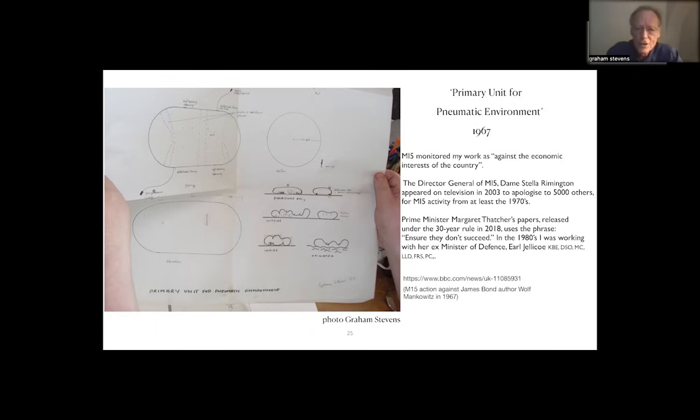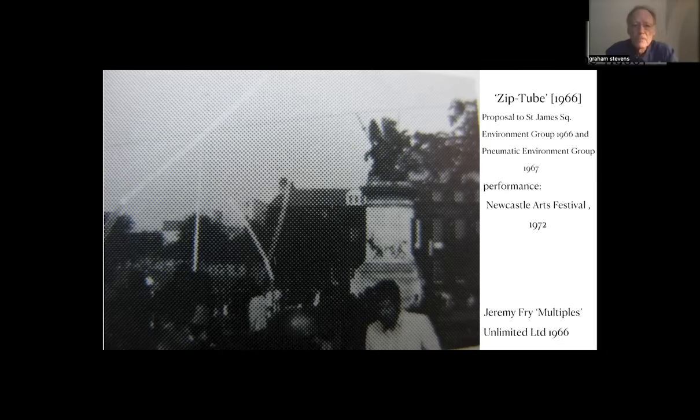So the environment group was then renamed by Teo and Jeffrey and Sean as the event structure research group. And they began performing these structures throughout Europe and America. This is a performance in '72 of Zip Tube, which I invented in '66.